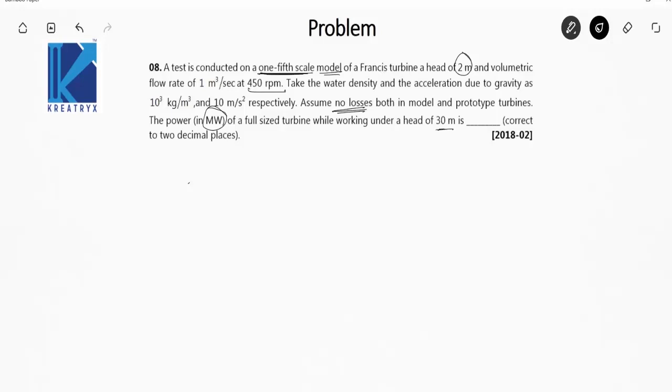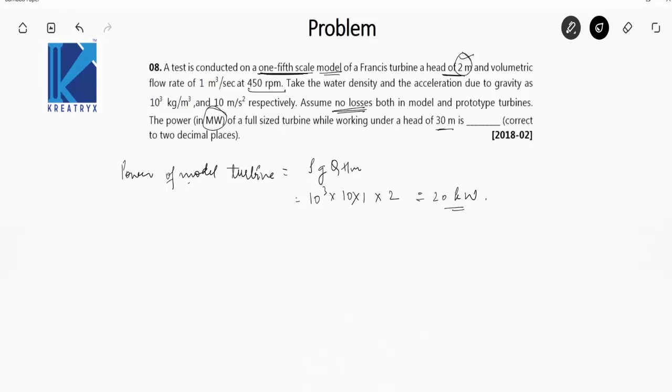So let's find out the power of the model turbine first of all from the given data. Power of model turbine will be rho g q hm. Okay, the usual notation that we use: density, acceleration due to gravity, volumetric flow rate, and effective head. So this will be 10 to the power 3 into 10 into Q, where Q is flow rate, 1 meter cube per second, into head 2 meters. For the model, the head used is 2 meters, so this will be 20 kilowatt.